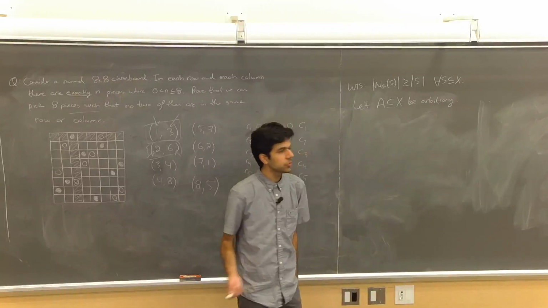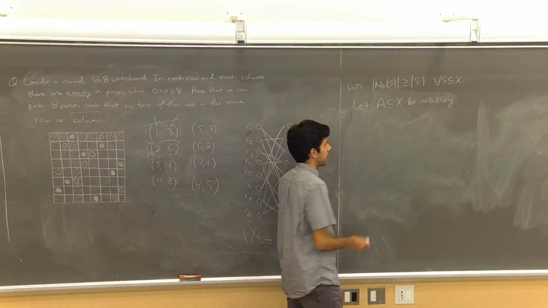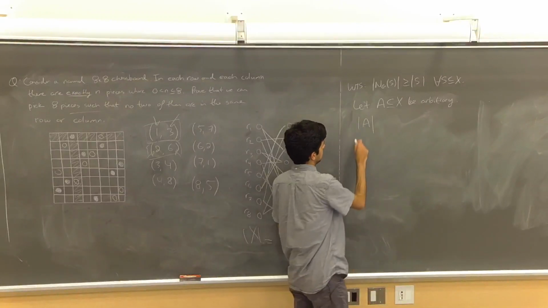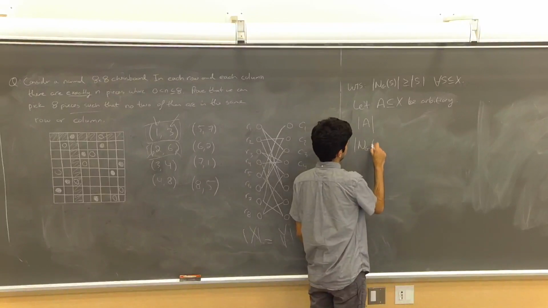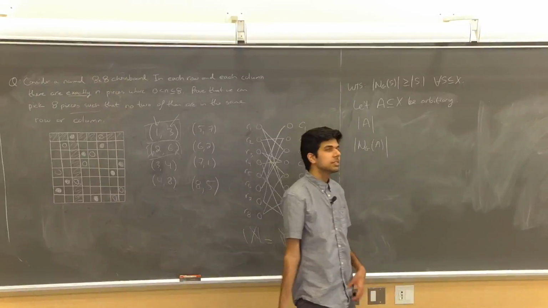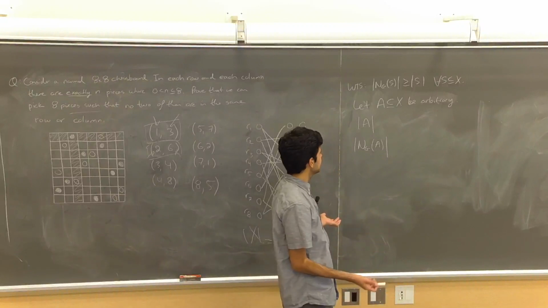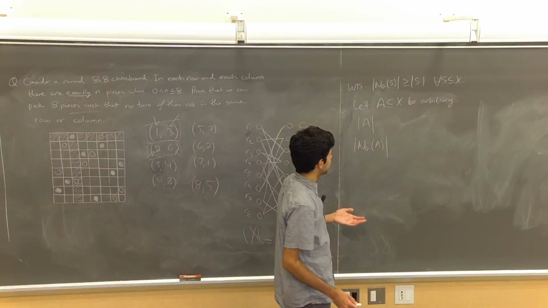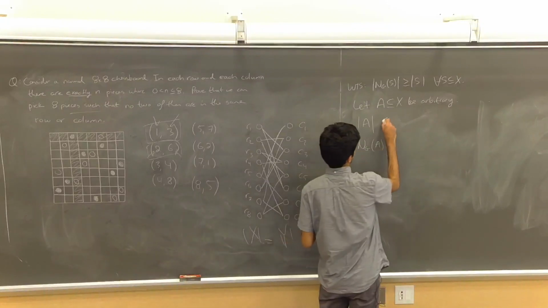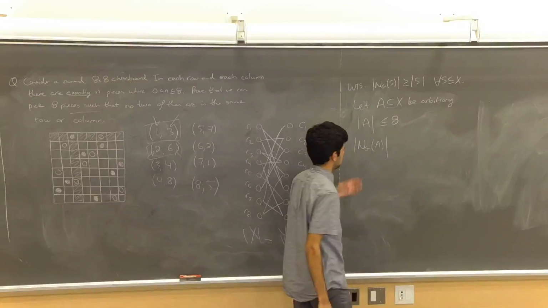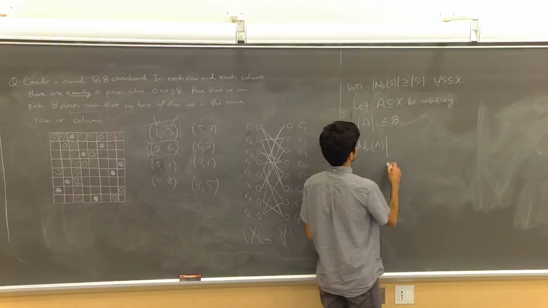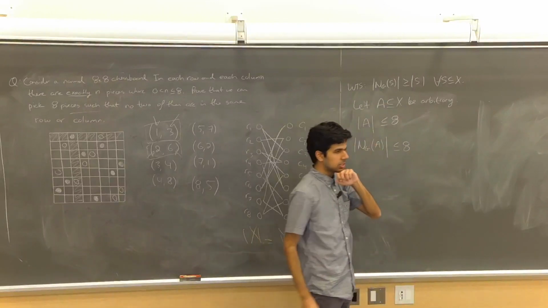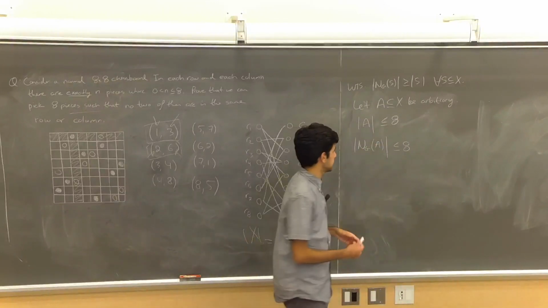So really there's two things that we kind of want to figure out. We'd really like to know what the cardinality of A is and what the cardinality of the neighbor set of A is. This isn't something we can actually easily do because A is arbitrary. The only thing I could say is that the cardinality of A is less than or equal to 8, and the cardinality of the neighbor set of A is less than or equal to 8, but that doesn't immediately imply that. So we kind of need a different way of doing this.